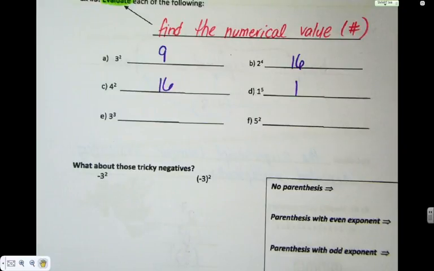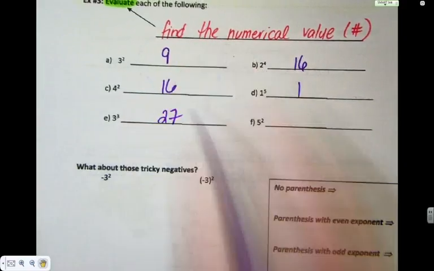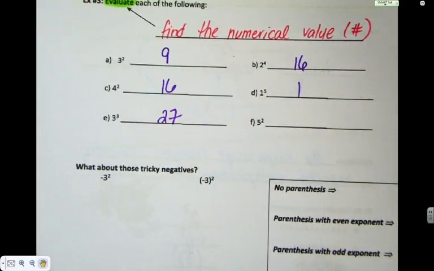3 to the 3. Again, that doesn't mean 9. It's not 3 times 3. What does 3 to the 3 mean? 3 times 3 times 3. So let's go in order. 3 times 3 times 3, 27. What kind of learner likes to use their hand? That's tactile. Tactile, we like doing it in our hand.